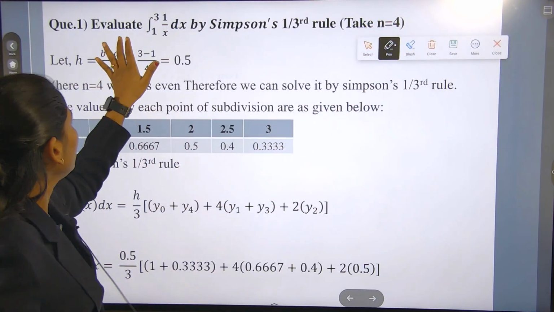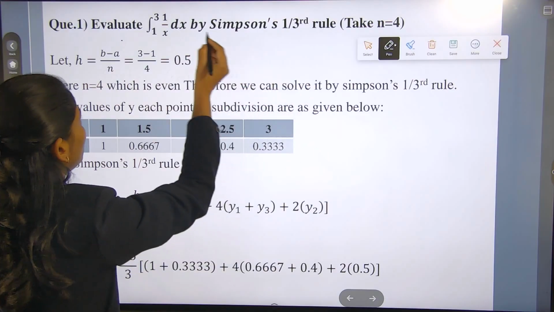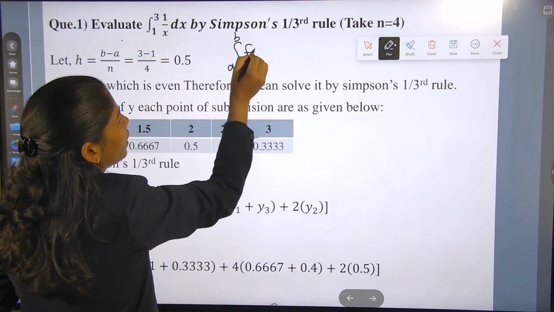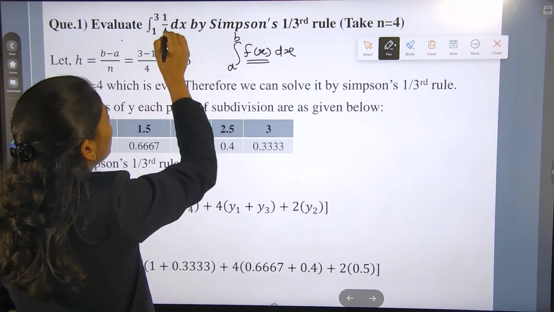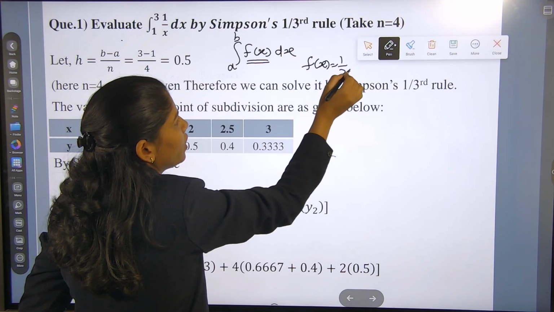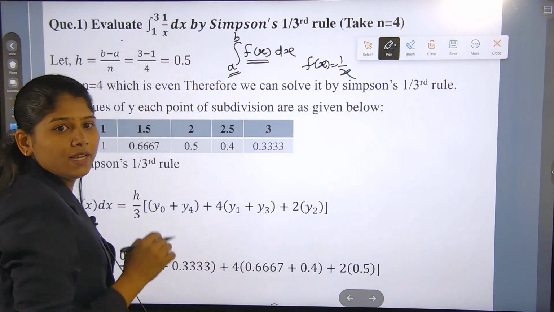So here integration 1 to 3 of 1 upon x dx is given, which is of the form integration from a to b f of x dx. So here f of x is 1 upon x. Write down f of x equals 1 upon x. The value of a is 1 and the value of b is 3.